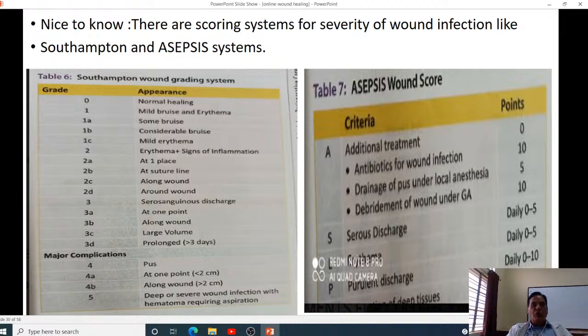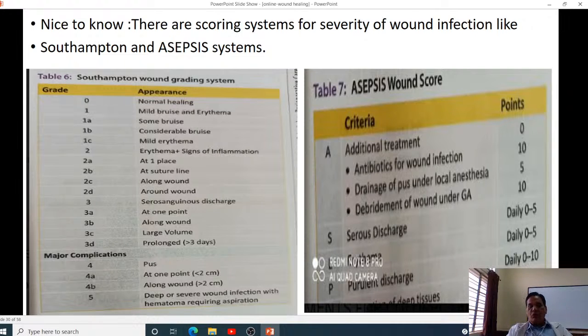More the volume, more is the risk of infections. Grading: prolonged, that means the wound is giving discharge for more than 3 days. So this is grade 3. And in major complications, 4 is pus. Infected wound in Southampton system is grade 4.